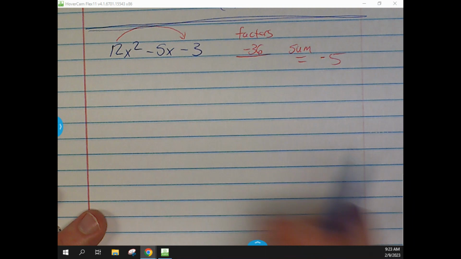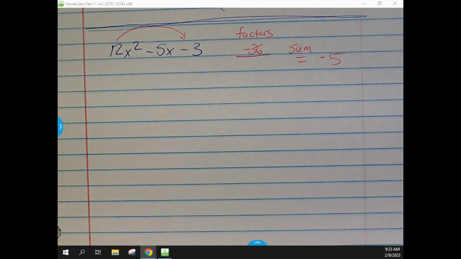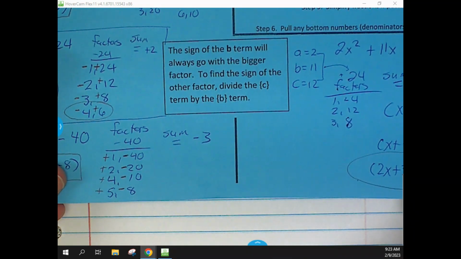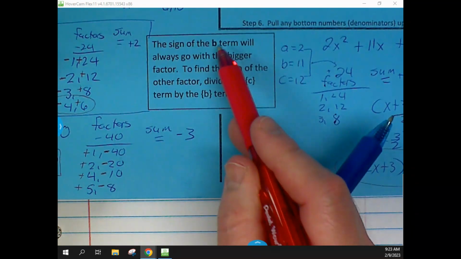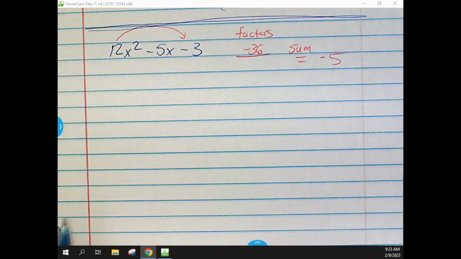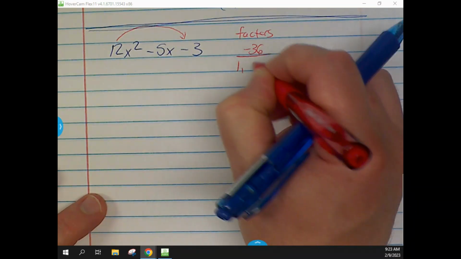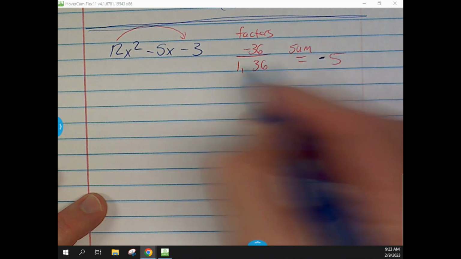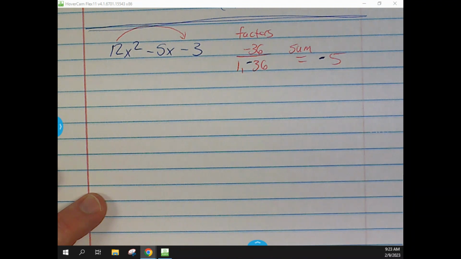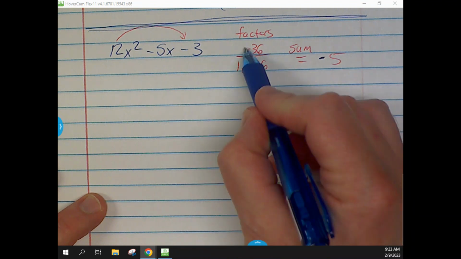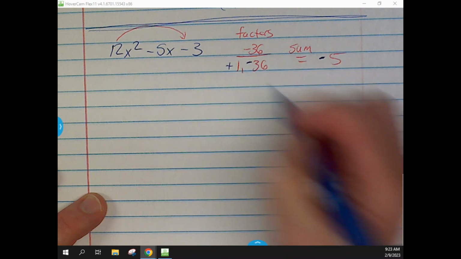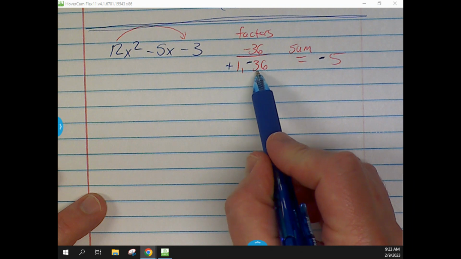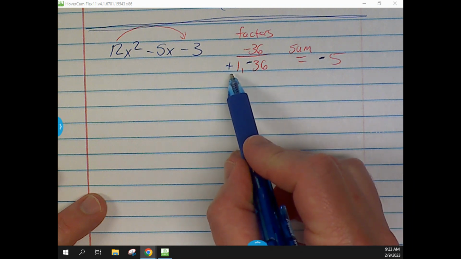All right. Now, again, here's where we go back to that sheet that we had. This is where the plus-minus sign comes in if you've got positives and negatives. So we're back to the same thing. The sign of the B term will always go with the biggest factor. So in this case, if we do 1 and 36, it's a negative 5. So the B term has to be negative. And if you divide a negative and a negative, it makes the other number a positive. So every time we do this, if we write down two factors, the bigger factor will be negative, the smaller factor will be a positive.